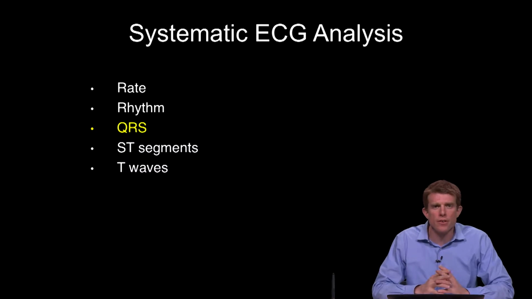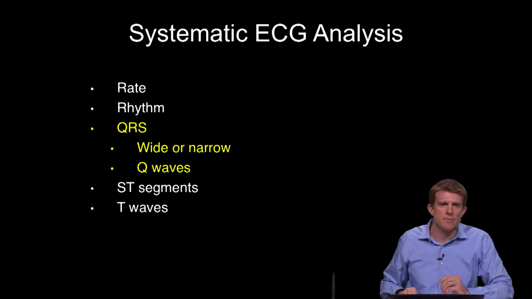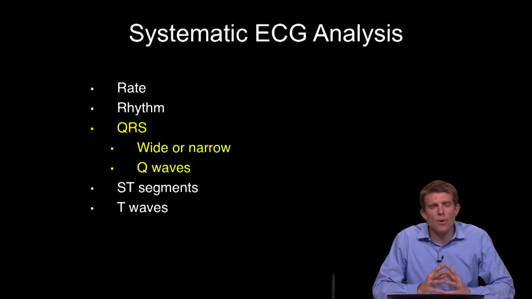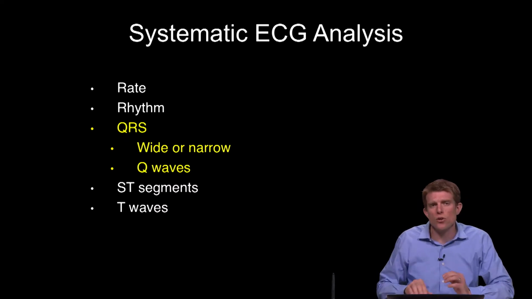So let's get started. We're doing our systematic approach to ECG analysis. And now we've gone through the rate, rhythm, possibly evaluated the axis. And now we're going to focus on the QRS complex. And the two things I want to focus on are whether the QRS complex is wide or narrow, which we've already evaluated a little bit in the rhythm, but we'll look at more in a more focused fashion now. And then we'll look for Q waves.